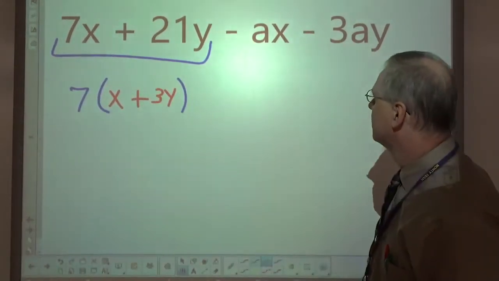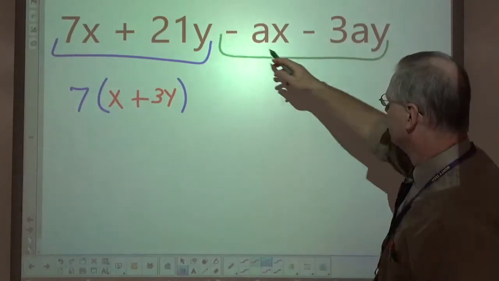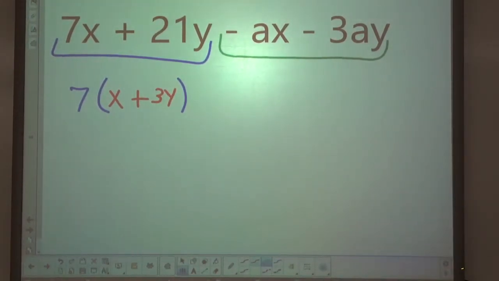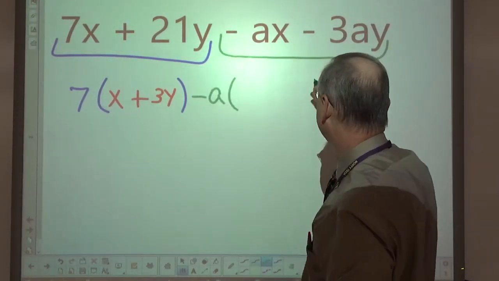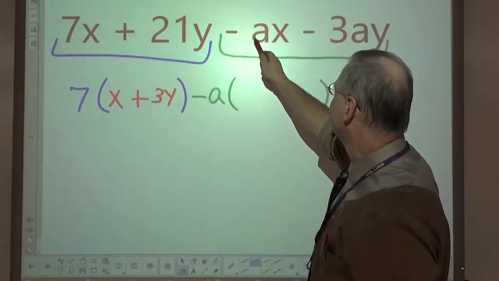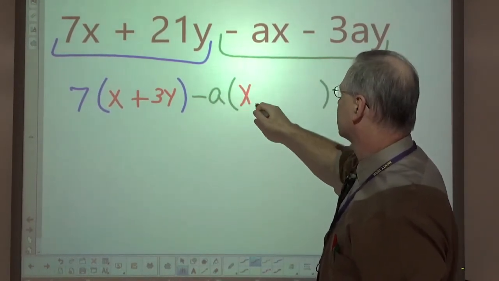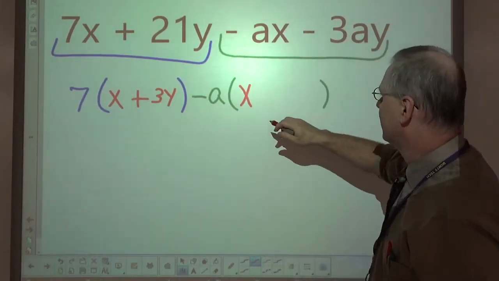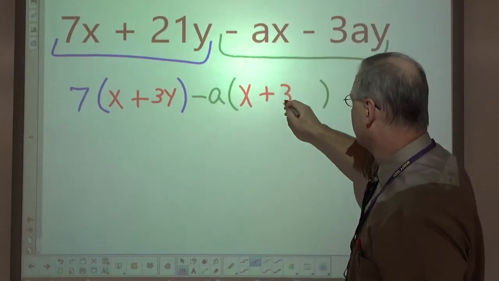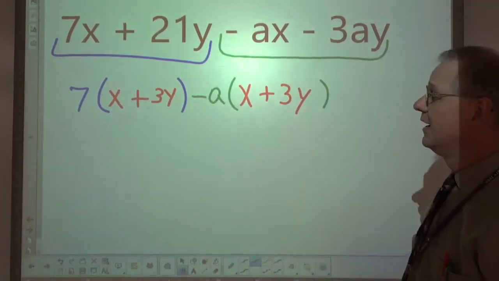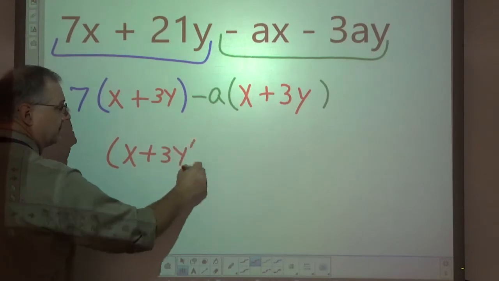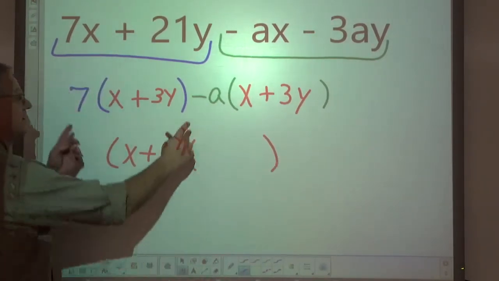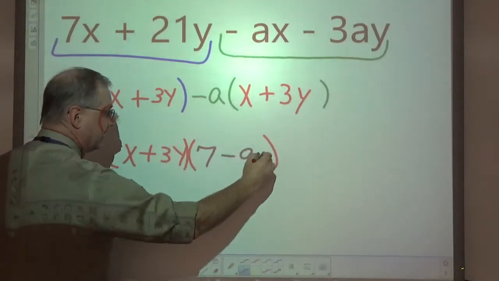So when I come over here and I look at these 2 terms including that sign, I could say what times x gives me negative ax, and that would be negative a. And I can see that these both have an a in common, so let's pull out a negative a and see what happens here. Negative ax divided by negative a makes it a positive x. Negative 3ay divided by negative a is a positive 3y, because the a canceled out. And now I've got identical terms inside, x plus 3y. And then the other one, things on the outside, 7 minus a.